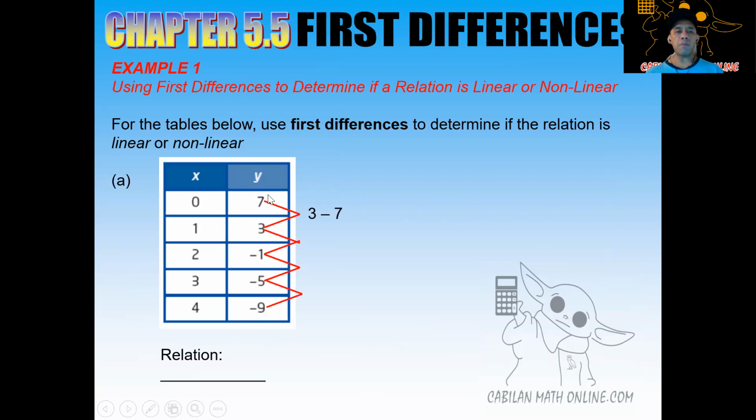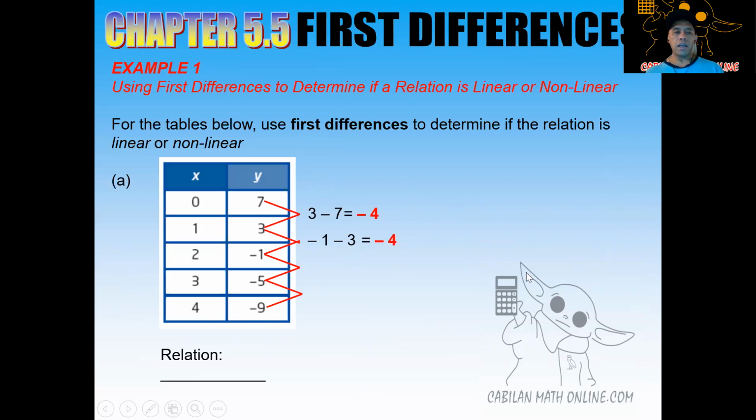So if I went 3 minus 7, you notice that that will give me -4. As I mentioned just a few seconds ago, these numbers are going down by 4. So that's what the -4 represents here. All right, let's just double check the next one. I'm going to take this 3 and subtract it from -1 like so. And sure enough, we get -4 there as well.